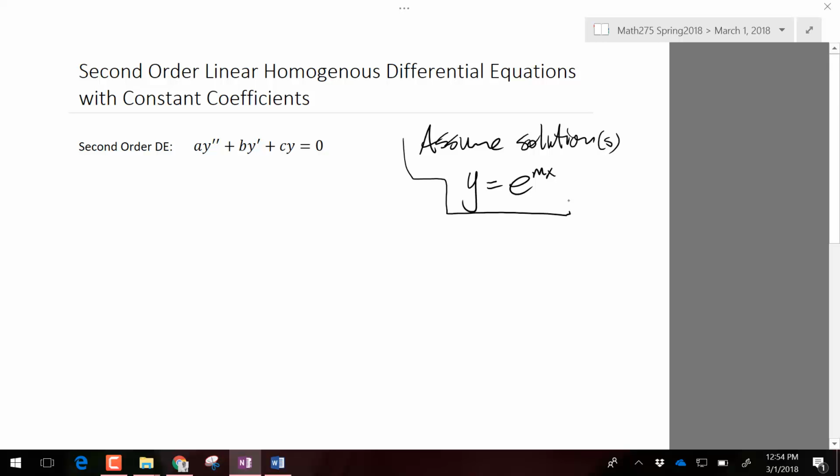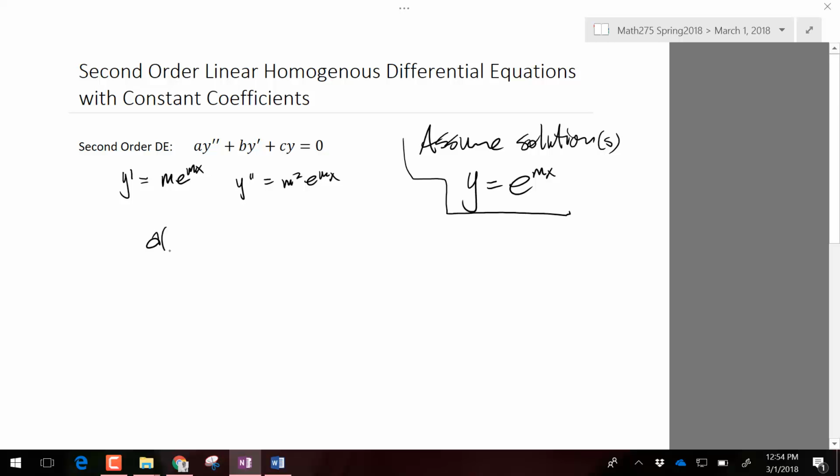And so if this is a solution, then we should be able to just take derivatives and put it in and then solve for whatever we need to solve for. It looks like we might need to solve for m. So let's do that. So we need y prime and y double prime. So it's m e to the mx and m squared e to the mx are your prime and double primes. And then we'll put it into this equation.